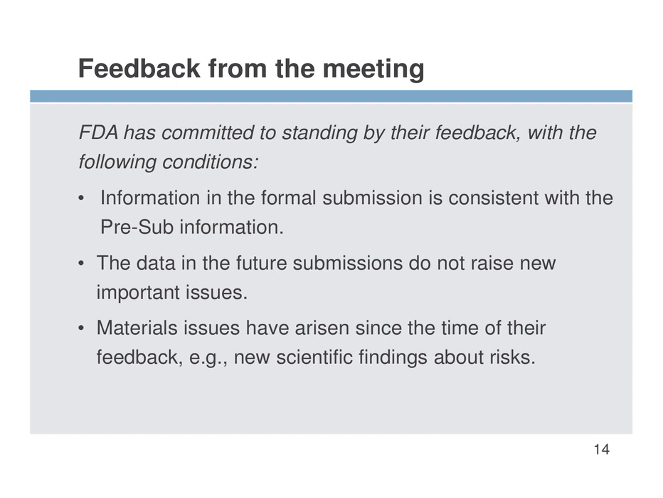So they have 3 conditions where they say that, well, we might change our feedback. One would be if information in the formal submission is not consistent with the pre-sub information. So that means if you change the design, they can change their mind. And we'll talk a little bit more about that. The second is if the data in future submissions raise important issues. Well, this is sort of common sense. You agree on this is the type of test you're supposed to do. You do the test. You get unexpected results, or at least what they consider to be unexpected results, and they reserve the right to say, look, we need you to do some more testing.